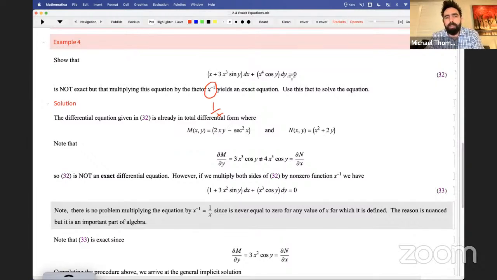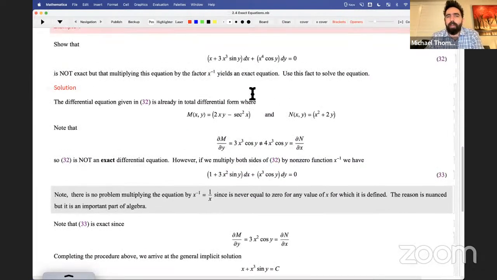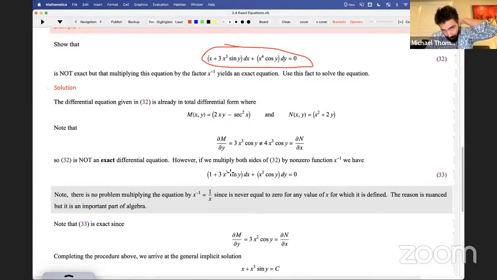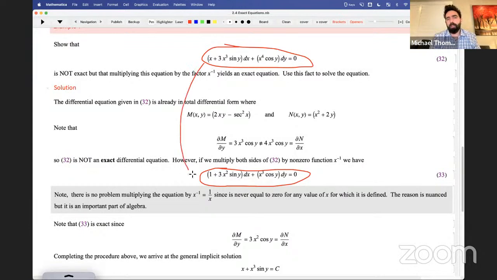So if you multiply both sides by 1 over x, what will happen is you'll take your original differential equation and you'll rewrite it like this. So make sure that that makes sense to you. I just multiplied the whole thing by 1 over x. Is that okay?